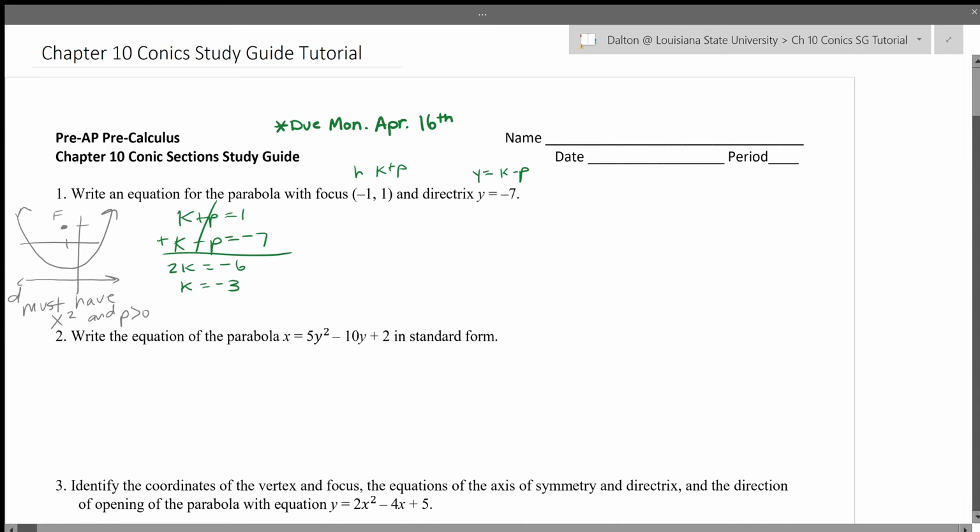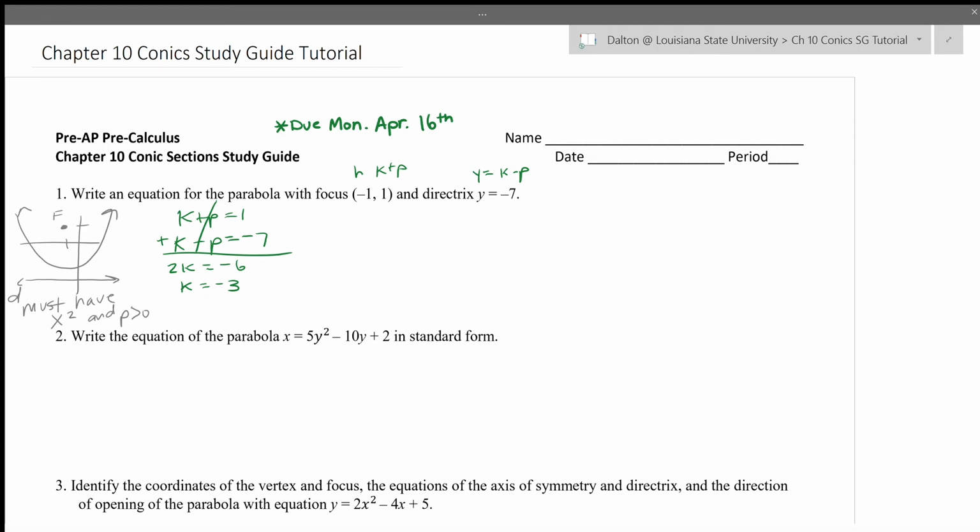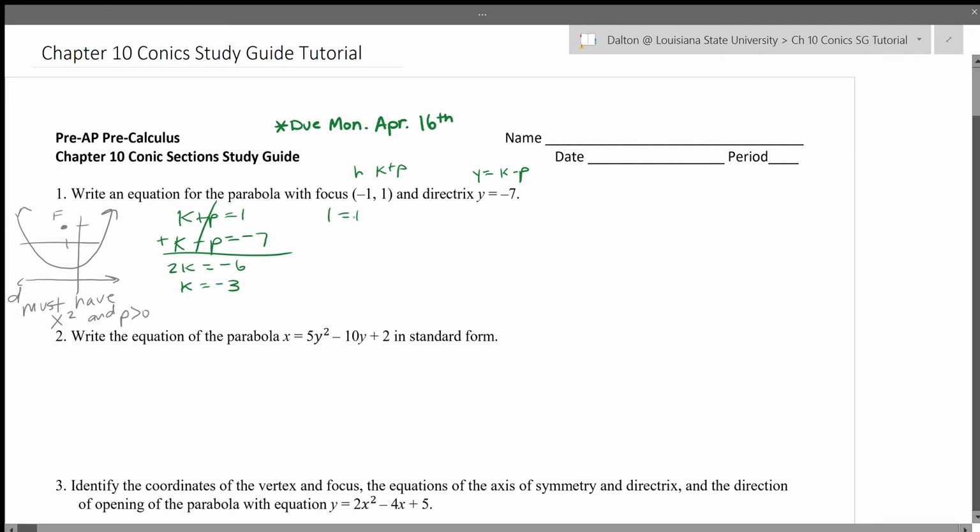In order to finish writing the equation for the parabola, I've already got h, k, I need to solve for p. So again, if I know that k is equal to -3, and I know that 1 is equal to k plus p from this expression right here, then I can say, okay, 1 is equal to -3 plus p, and to solve for p, I add 3 to both sides, and I get p is equal to 4. And that's all I needed.